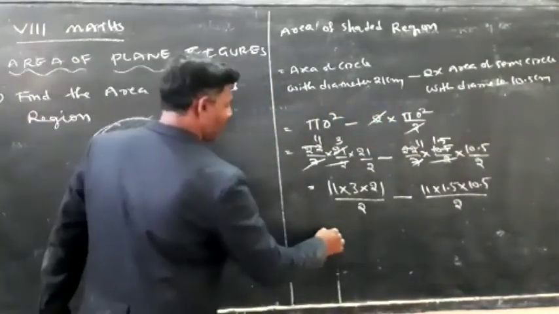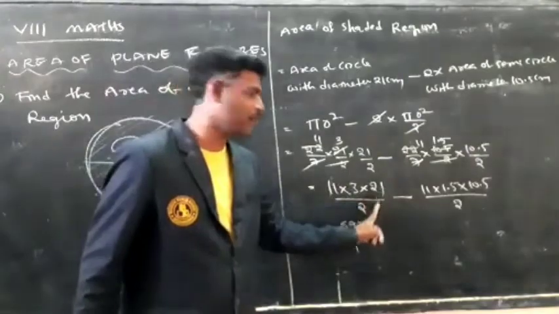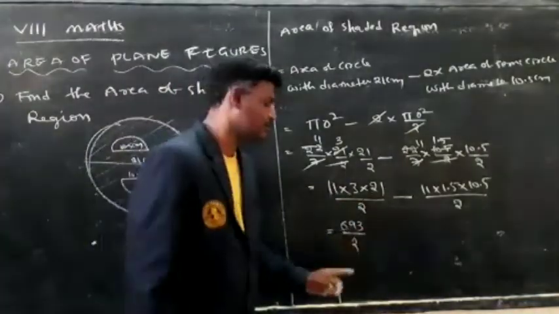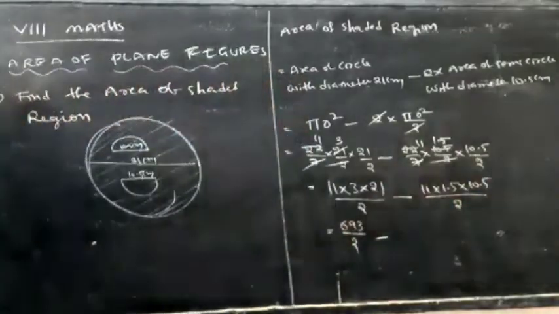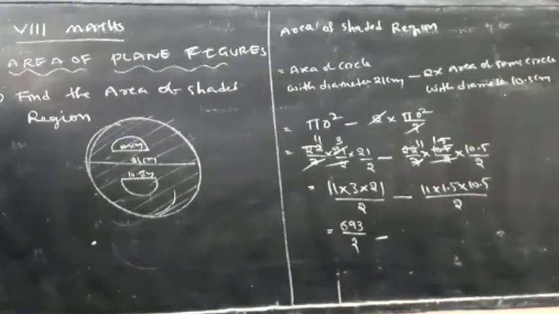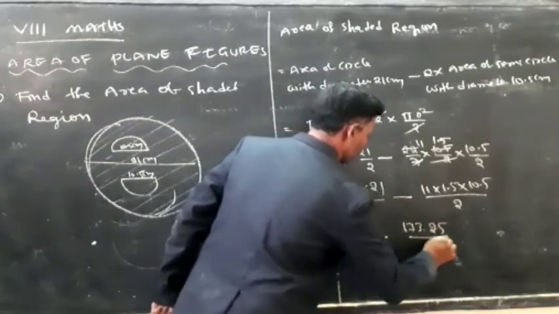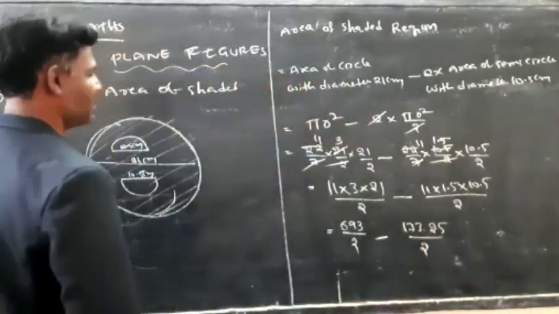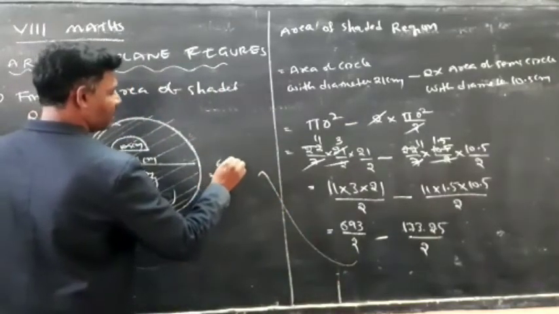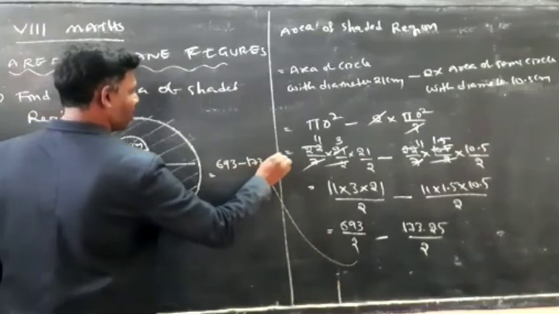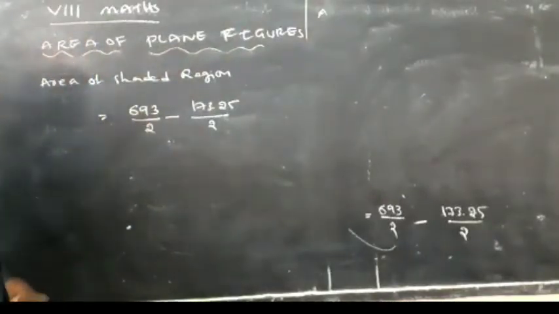You will get here by multiplying 693 by 2. So multiply 11 into 3 into 21 by 2. It is nothing but 693 by 2 minus. Now multiply 11 into 1.5 into 10.5 by 2. By multiplying that you will get the answer 173.25 by 2. Here what is the LCM? 2 is the LCM. Here I am doing 693 minus 173.25 by 2. So now the area of shaded region is equal to 693 by 2.